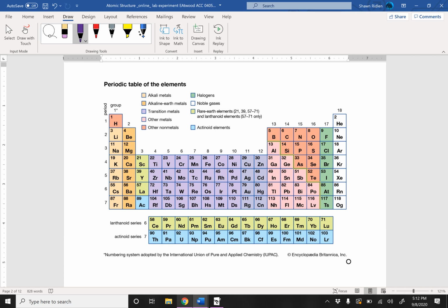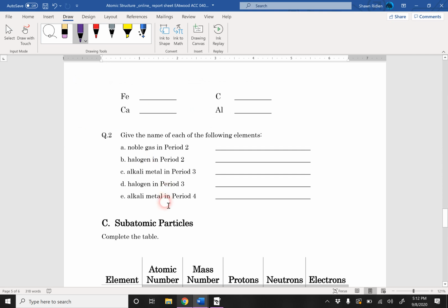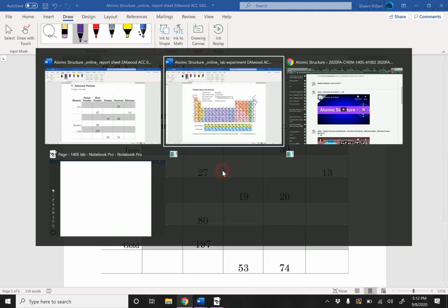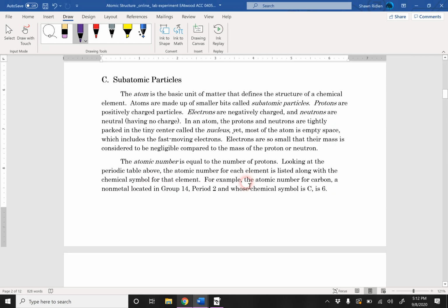Okay, so if I want to know the noble gas in period 2, I would first find the noble gases. I would find period 1, period 2. Okay, there we go. So it would be neon. Okay, so that's how you answer those questions. Okay, so let's hop back over to our experiment sheet. And this next section will be over the subatomic particles. Okay, so you can probably see that you're using the periodic table a lot with this.